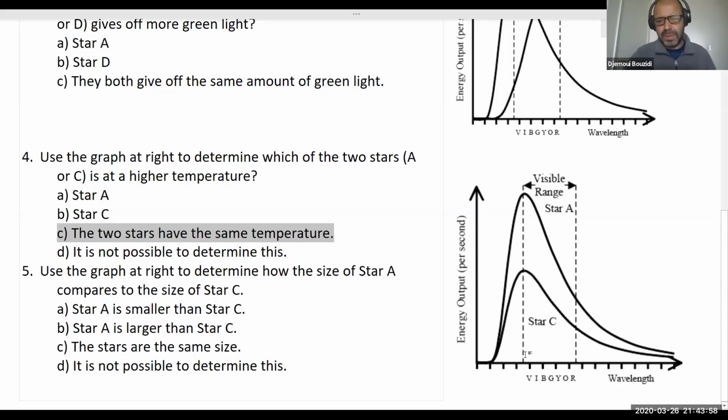This is kind of tricky a little bit, because some people might think that star A is probably hotter than star C, but they actually have the same color. They look the same. So both of them have the same temperature.